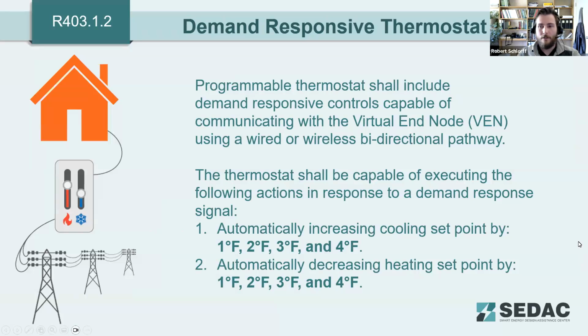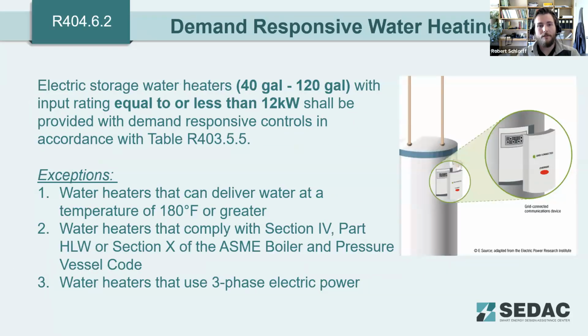Demand response thermostats. So this is getting a little bit towards the question that we had in our poll. Programmable thermostats shall include demand responsive controls capable of communicating with the virtual end node using wireless or wired connections. Thermostat must be capable of executing the following actions in response to a demand response signal: automatically increasing cooling by 1, 2, 3, or 4 degrees and decreasing heating by the same amount. Now, again, as Ryan said, and as our poll question stated, you are not required to take part in a demand response program, but the thermostat must be capable of these capabilities.